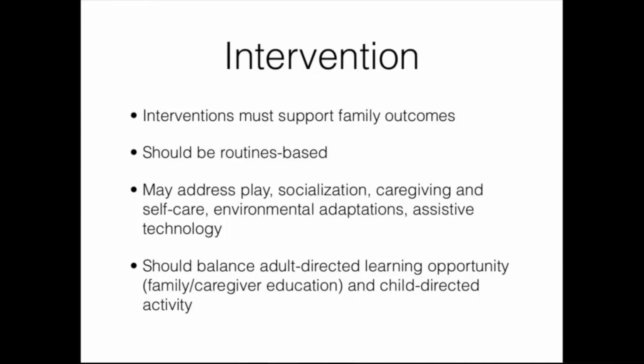Similarly, interventions must support family outcomes. They should be routines-based, so as much as we can, if the family is really struggling with bath time, and that's one of the outcomes, then we should try as much as we can to actually come to the home during bath time and provide our interventions during bath time so we can really address those routines and those family needs. Interventions may address play, socialization, caregiving and self-care, environmental adaptations, and assistive technologies. And they should try to balance adult-directed learning opportunities, so family and caregiver education, with child-directed activities. So really, in Part C services, you're serving both the child and the family and have to really balance that.